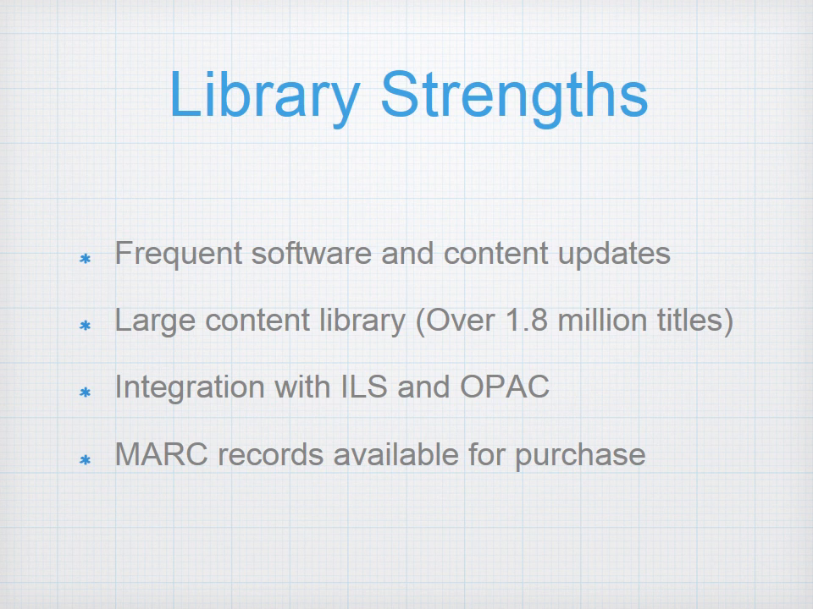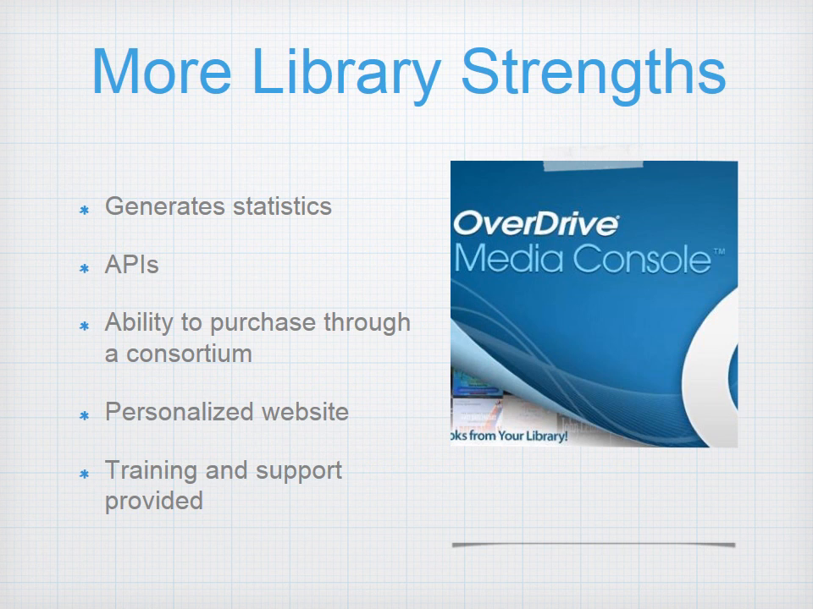Overdrive also has a large content library. As of 2014, Overdrive's content library had 1.8 million titles, which includes ebooks, audiobooks, music, and video files. To access this collection, libraries can choose to individually purchase access, or they can participate in a consortium that would equally split the costs of the service.